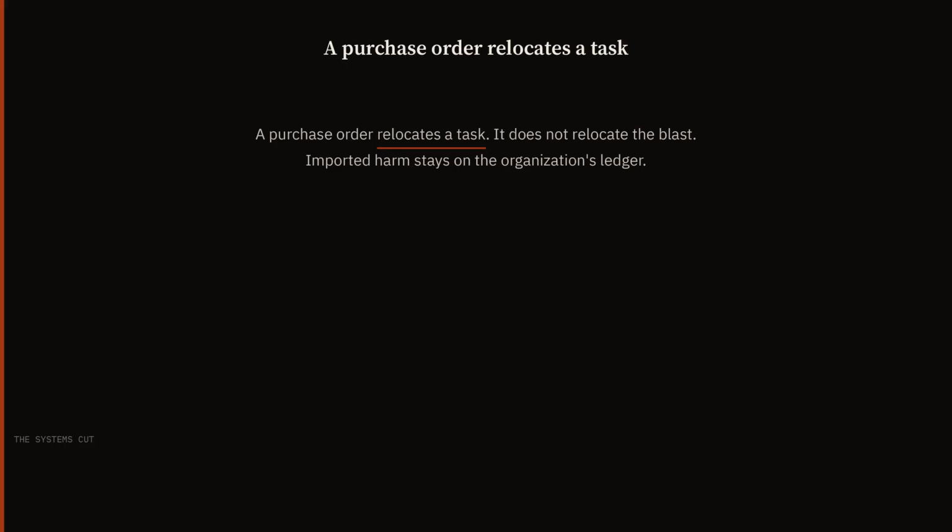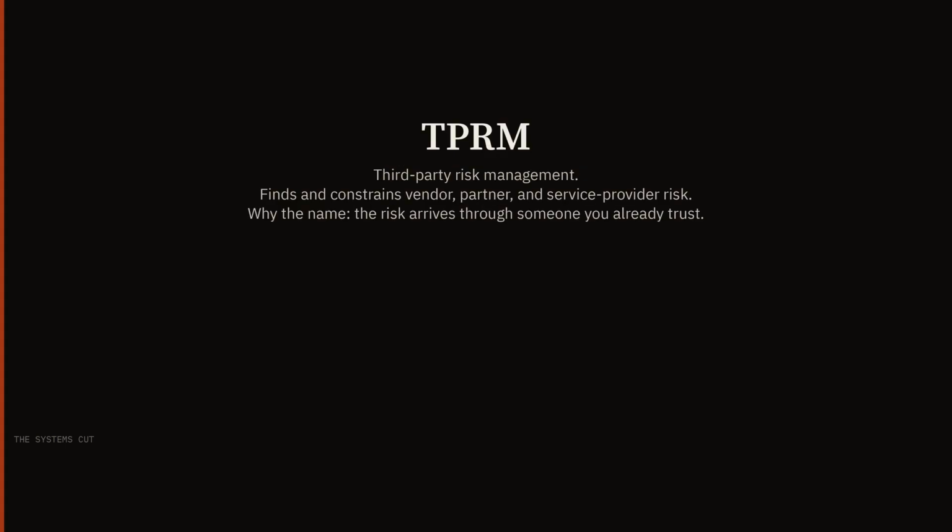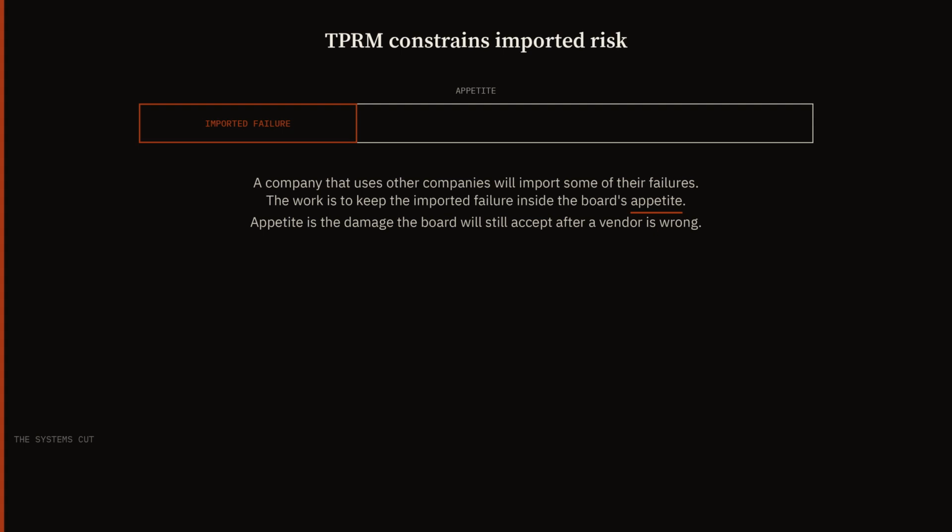A purchase order relocates a task. It does not relocate the blast. Third-party risk management has to keep the imported harm on the organization's ledger. TPRM that treats a purchase order as a transfer will still answer the phone. TPRM does not erase that risk.